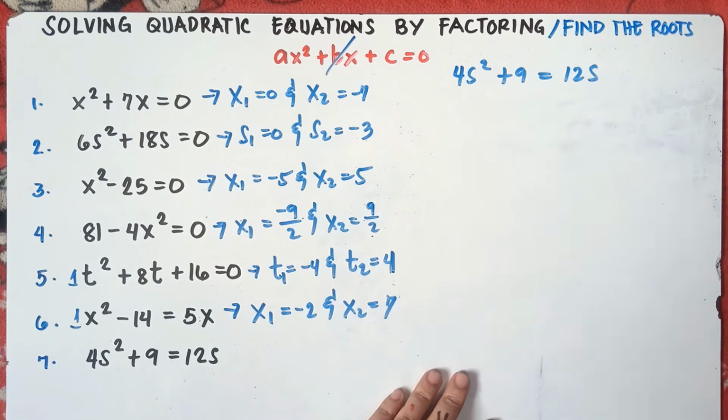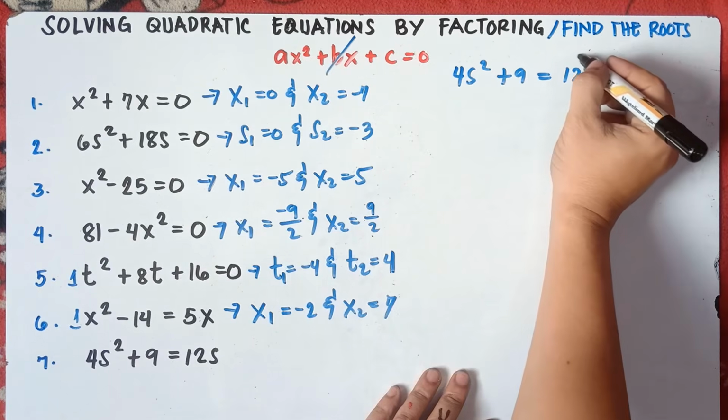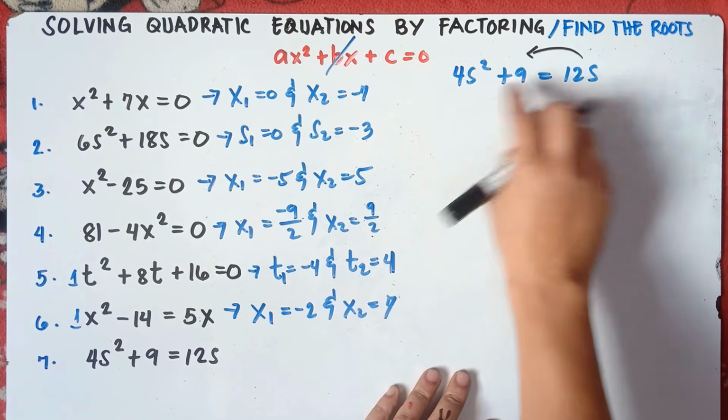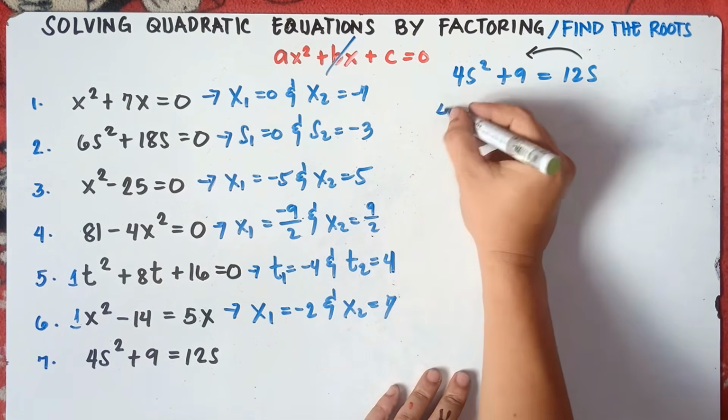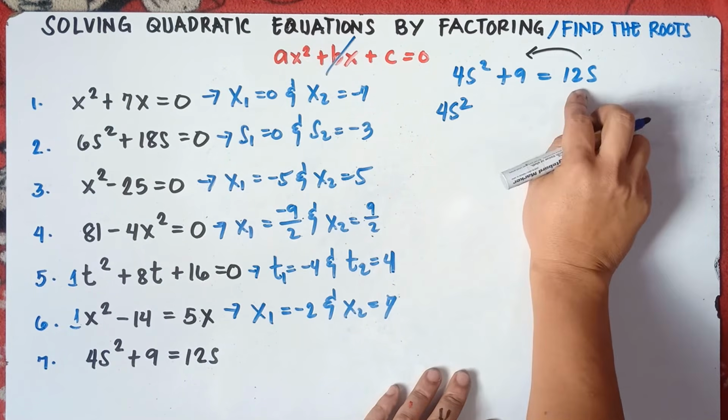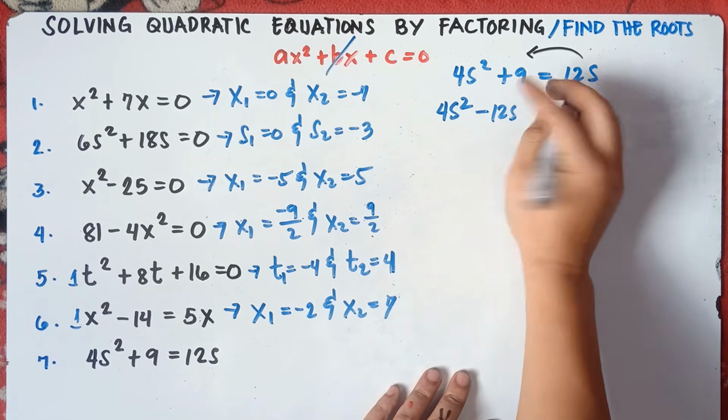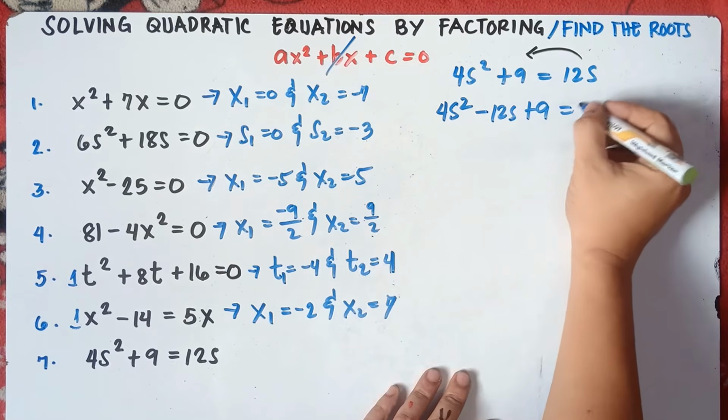We need to arrange this first. So you transpose 12 from right to left. This will be 4s squared, and the positive 12s will become negative 12s. Then copy positive 9, then equals 0.